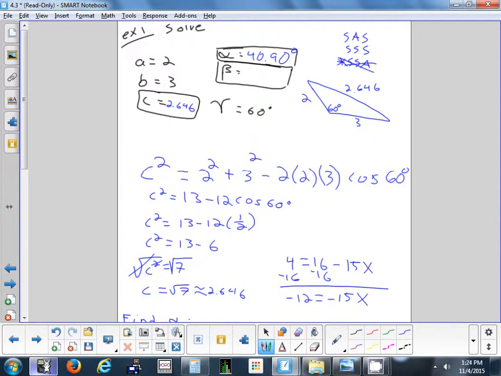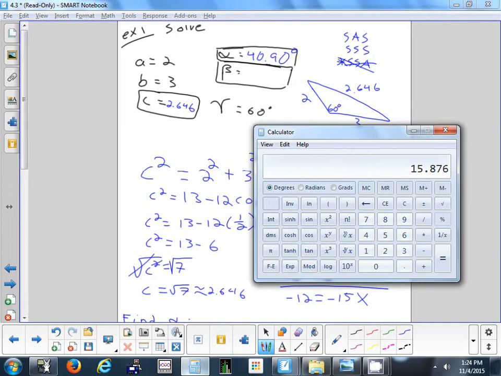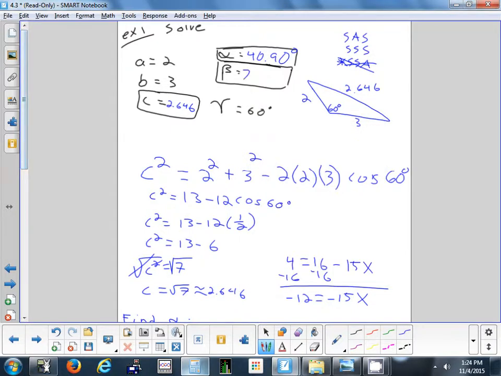Okay, and my last step, I'm going to find beta just by adding up and subtracting from 180. 40.9 plus 60, and we get 240. Let me try again. 60. That looks better. 79.10. So when we're doing this on the test, are we rounding it to 3 or 2 decimals? Yeah, we'll go to 3. Except this one was 40.8999, so it rounded up.